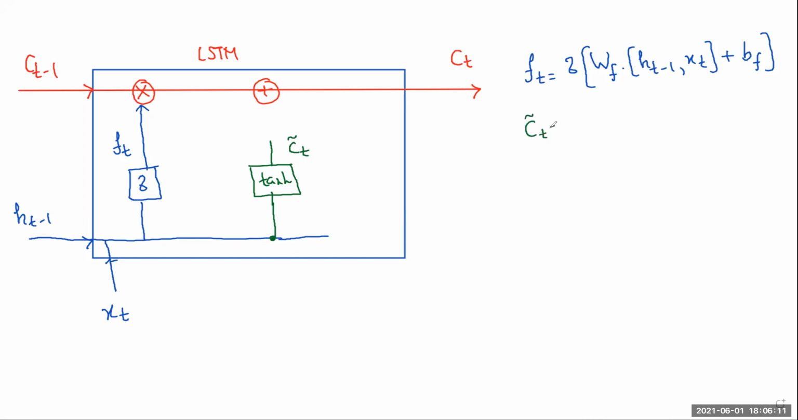C tilde t is tanh, and everything else stays the same, only with W: since W would be different for this, instead of calling it W_f, I'm using the subscript c. So tanh of W_c times h_t minus 1, x_t, plus b_c. This is produced using the current input and the previous hidden state with some weight matrices. It is generating a candidate, meaning some new information which is to be added to the cell state.